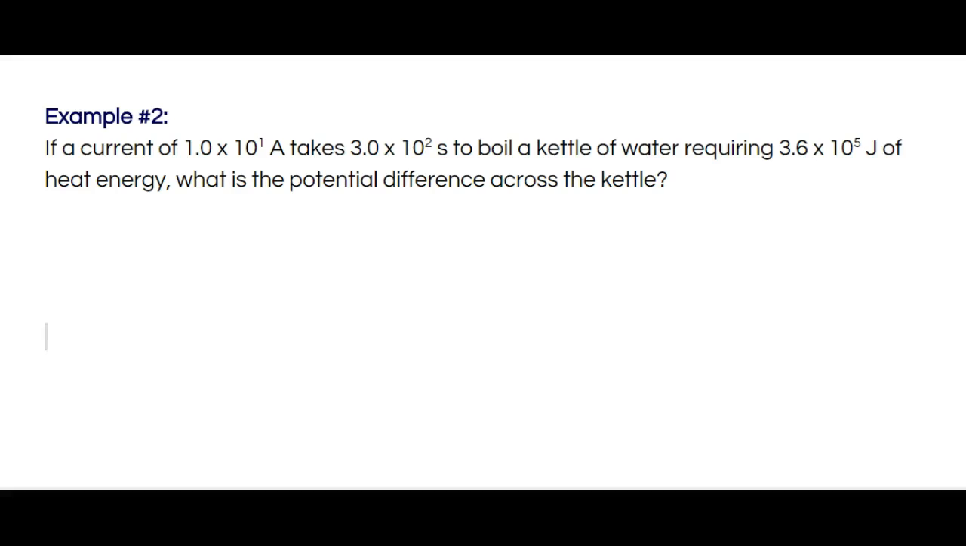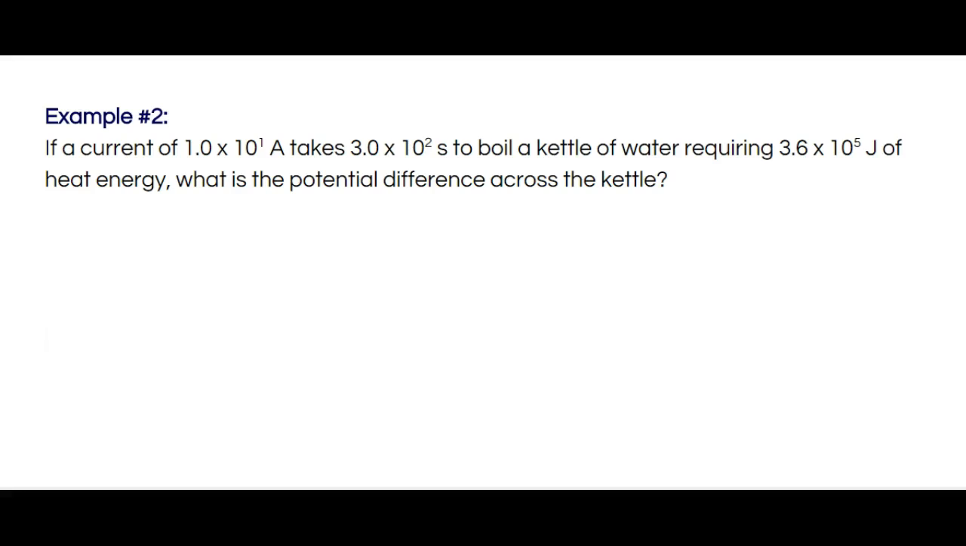We'll start out by writing out the givens together, but then I want you to pause the video and give it a try yourself. It's a little bit more complex, and we'll ask that you remember some concepts from our previous lesson on current. So the question reads, if a current of 1.0 times 10 to the 1 amperes takes 3.0 times 10 to the 2 seconds to boil a kettle of water, requiring 3.6 times 10 to the 5 joules of heat energy, what is the potential difference across the kettle?